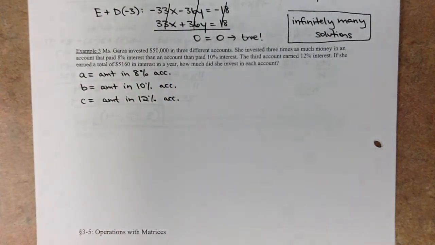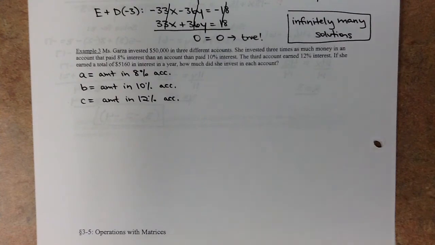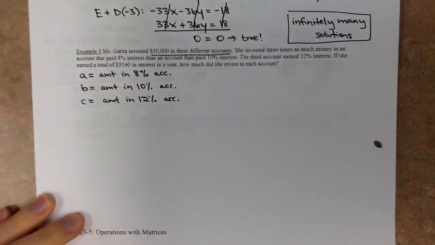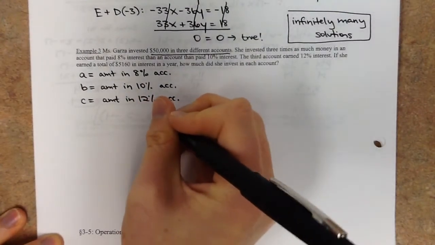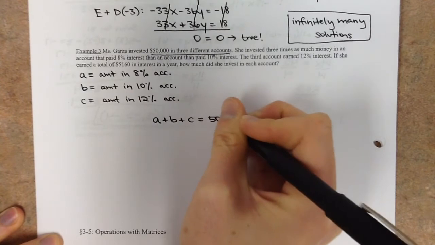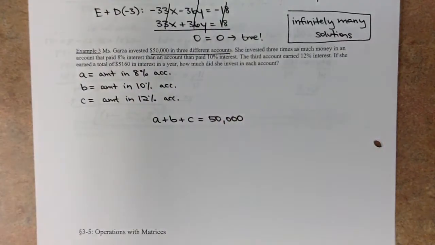So let's go through sentence by sentence. One thing to point out, however many variables there are, that's how many equations you need. So 3 variables needs 3 equations, just like we've had in all the problems so far. So first sentence, she invested $50,000 in 3 different accounts. So what that means is that A combined with B combined with C gives a total of $50,000. That's our first equation. That one's pretty easy just based on the sentence.